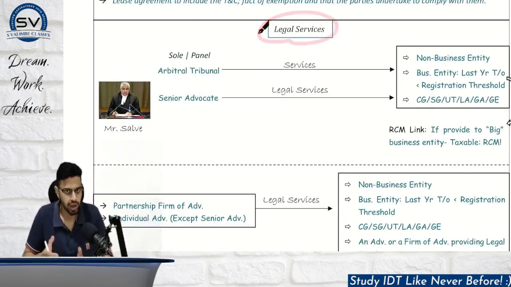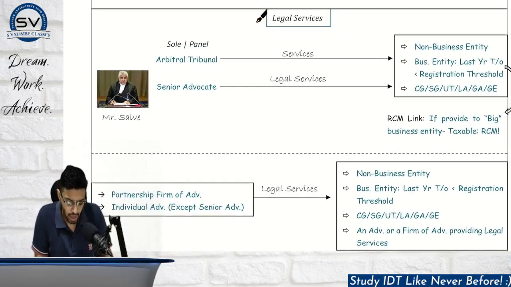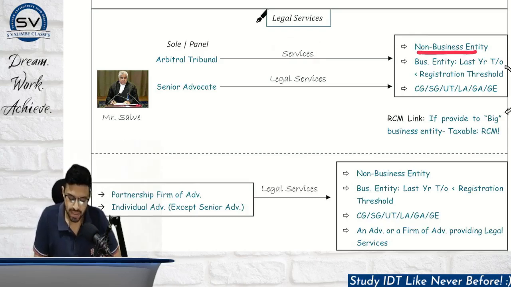This we already covered during our RCM, but we will cover it again. Arbitral tribunal. Arbitral tribunals are kind of judges only. Arbitration chapter, if you remember from our law, subject number 4. So there it can be a panel of arbitrators, it can be a sole arbitrator. If it is providing services to a non-business entity, means not conducting any business, small business entity means last year turnover less than threshold, or government. Government means central, state, UT, local authority, government authority or governmental entity.